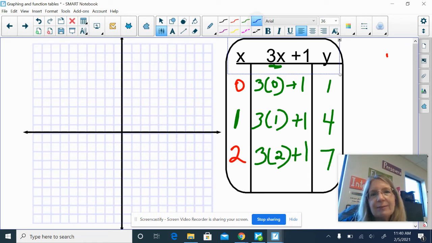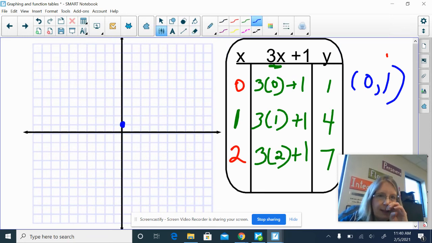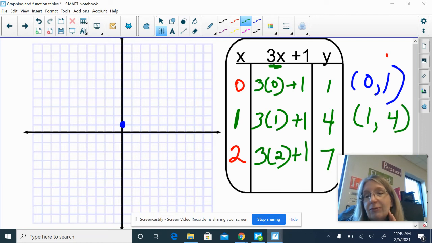Now for the graphing. If X is 0, Y is 1. And then let's just graph it right away. If X is 0, you stay on 0. And then if Y is 1, you just go up to 1. So here's our first point. I'll go back and erase our 0, 0. Next one. If X is 1, Y is 4. So you get $4 for working 1 hour. So if you work 1 hour, go over 1, up 1, 2.